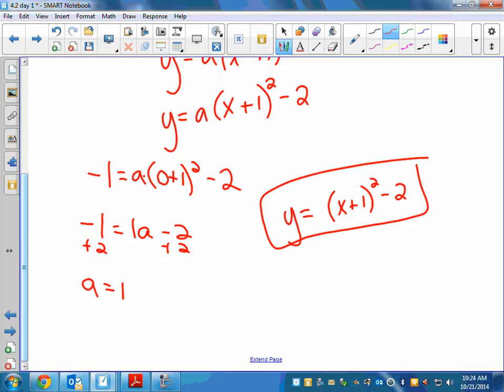Right, because 1's implied, right? If it was any number besides 1, you have to put it there. But when it's just a 1, the book doesn't put it there.